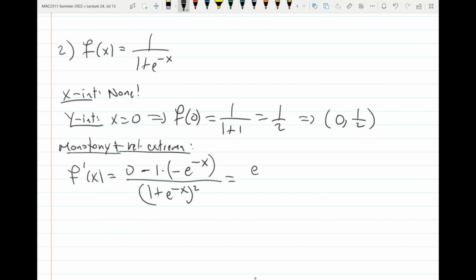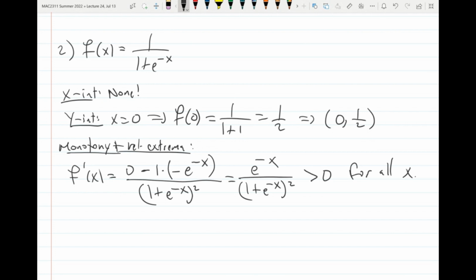So negative is positive, so e to the negative x over 1 plus e to the negative x, squared. Remember, we're doing this because we want to find zeros of the derivative so that we can get critical points, but really what we also want is the sign of the derivative. Now in this case, there are no zeros in the top, and there are no zeros in the bottom either. Exponential functions are never equal to 0, and they're always positive. So the top is never 0, the bottom is never 0. In fact, this derivative is positive for all x.